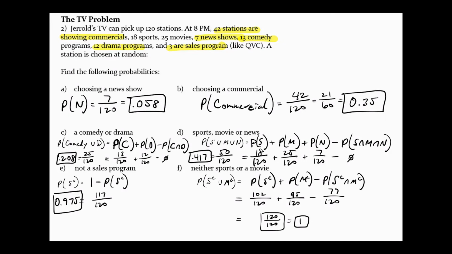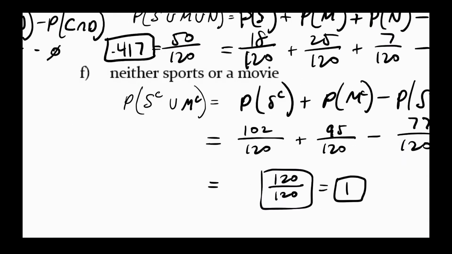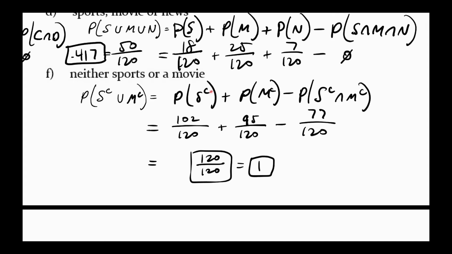Okay, so 2F says neither sports nor a movie. So neither of them, right? So we say the probability of not sports, that's what the C means, or not a movie, all right? So that's what that means there. To do an or, we have to find the probability of not sports first. So you go and count up all the ones that aren't sports. There are 102 of them. So 102 out of 120, because there are 120 total.